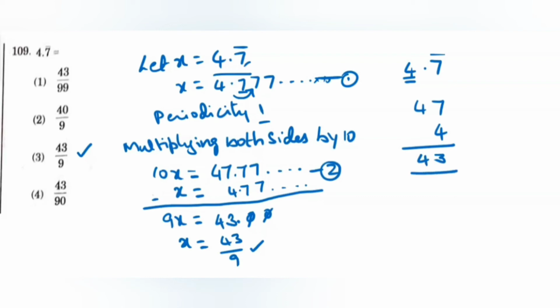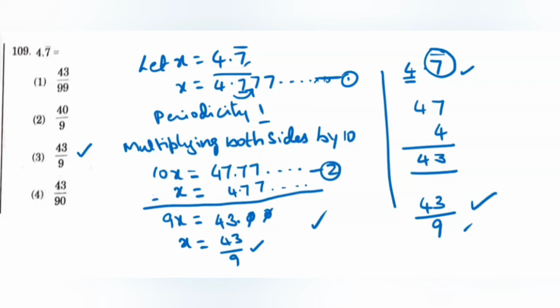This 43 is our numerator. The denominator is how many digits are repeating after the decimal under the bar? Only one number is repeating. That means only 9 you should write. So 43 by 9 is the answer. You can do this simply and directly in competitive exams with this method. This is actually the detailed process and this is the shortcut method. So 43 by 9 is the answer for this question.